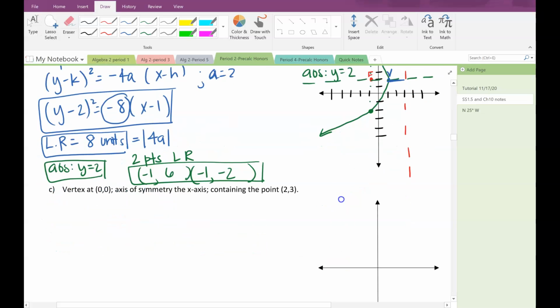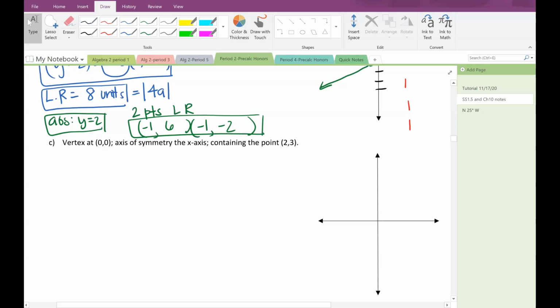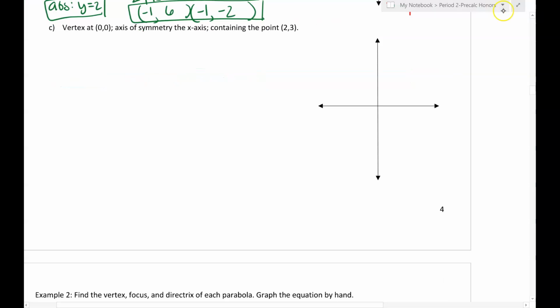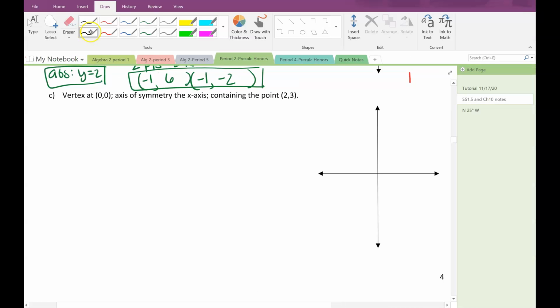Let's try one more right here, okay? So for this one, it says the vertex is at 0, 0. So let me make some tick marks. I'm going to get it black to make tick marks.